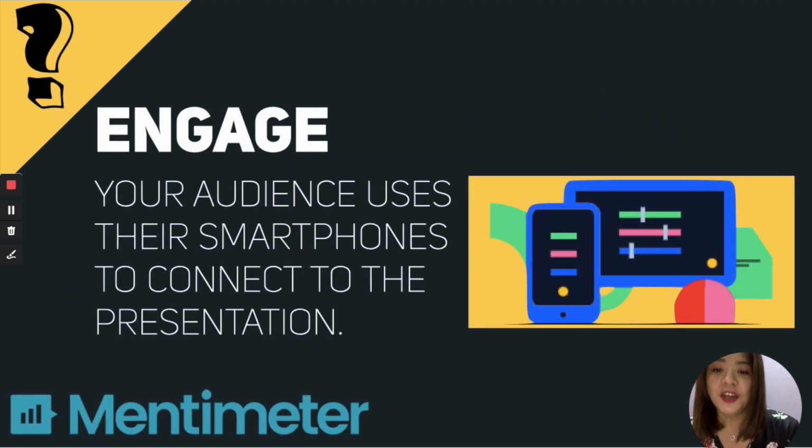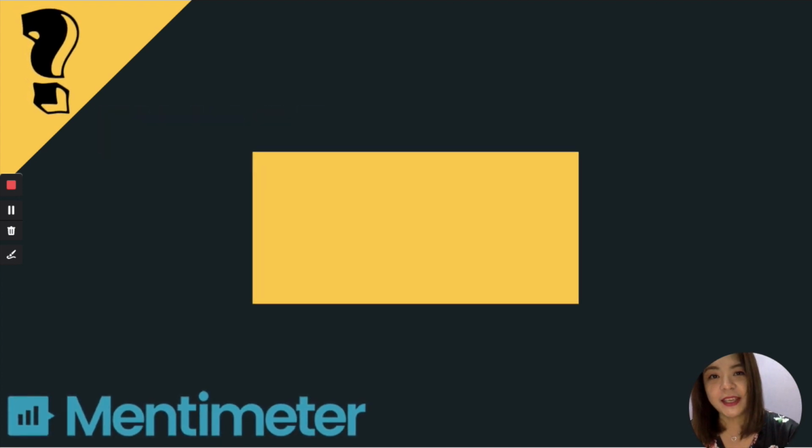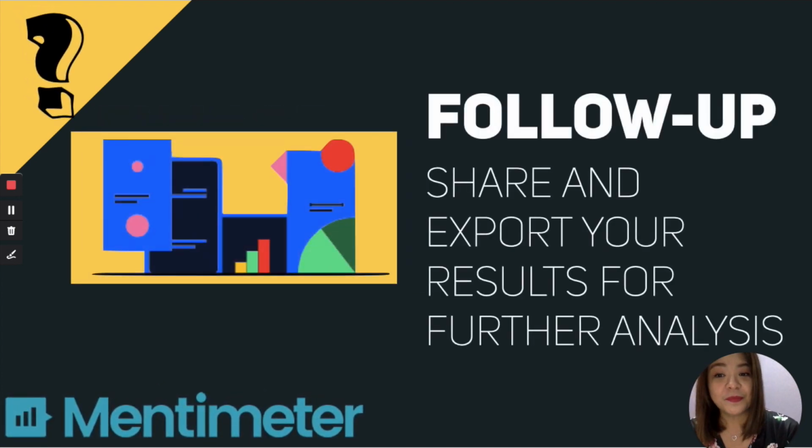Engaging. Your audience uses their smartphones to connect to the presentation, where they can answer questions. Visualize their responses in real time to create a fun and interactive experience. Follow up. Once your Mentimeter presentation is over, share and export your results for further analysis and even compare data over time to measure the progress of your audience.